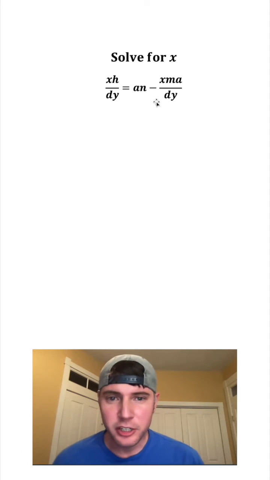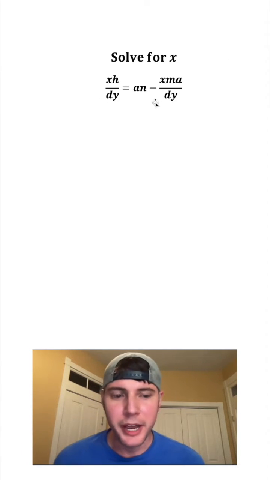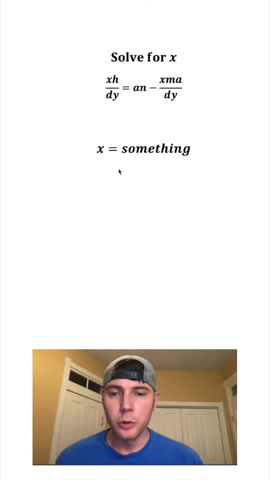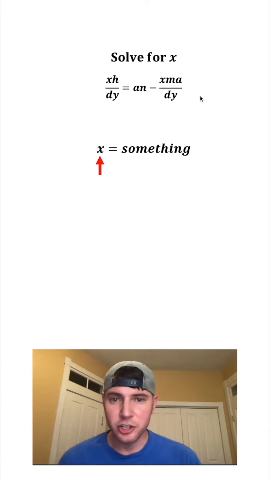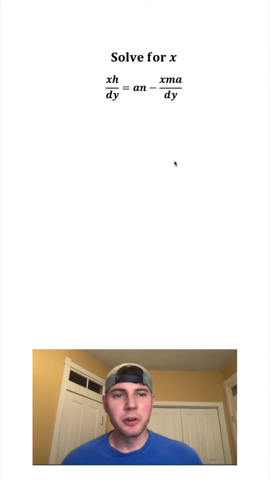Hey guys, we have a crazy looking equation here and it says to solve for x. What that means is we want to get x alone on one side and set it equal to something. And that something is going to be expressed in terms of these other variables. Step one, let's copy it down.